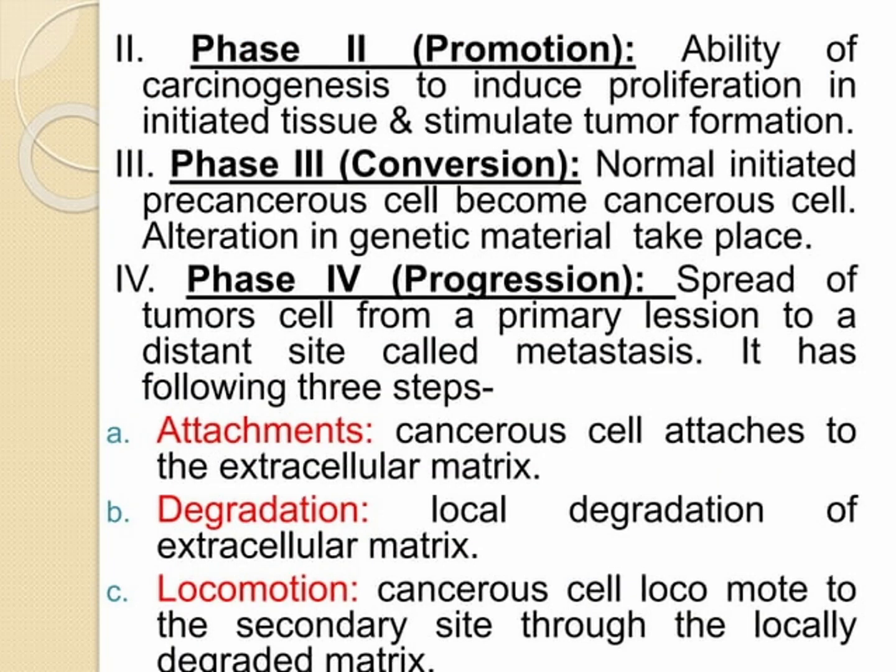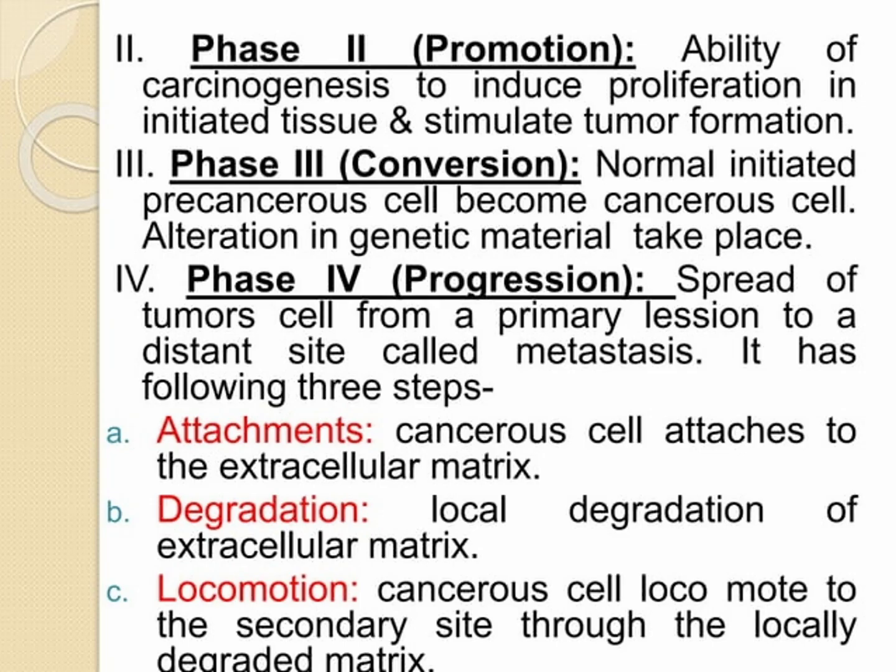In phase 2, that is the promotion phase, there is the ability of carcinogens to induce proliferation in initiated tissue and stimulate tumor formation. So in phase 2, there will be stimulation of tumor formation. That is the ability of carcinogens to induce proliferation in initiated tissue. There will be proliferation in the initiated tissue.